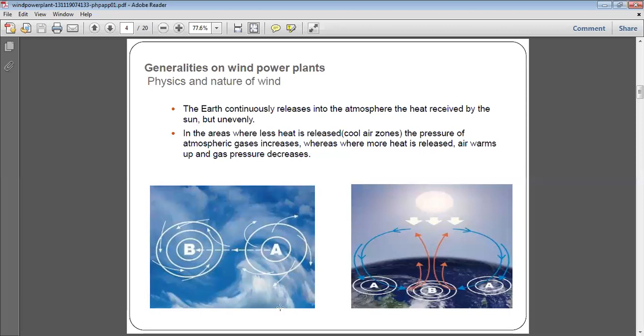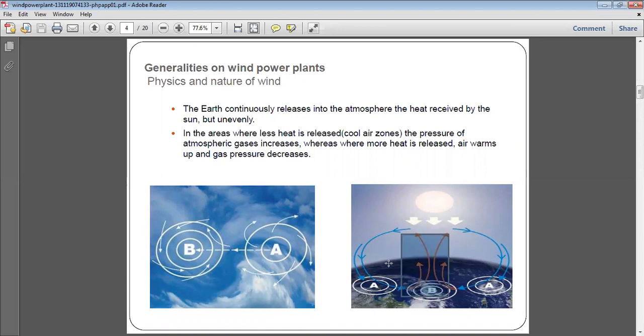So what is happening as we see: this is A, this is B, and the red one is the heat. The white arrows are the heat coming from the sun. This is our earth, and these are the points where the earth is releasing the heat. Clear? So B is the area of more heat release, and A is the area of lesser heat release.